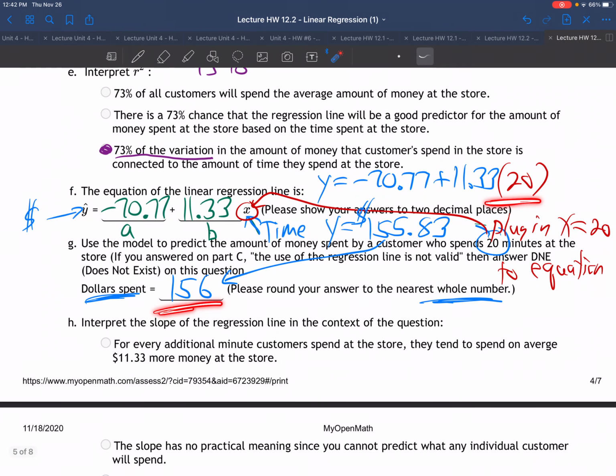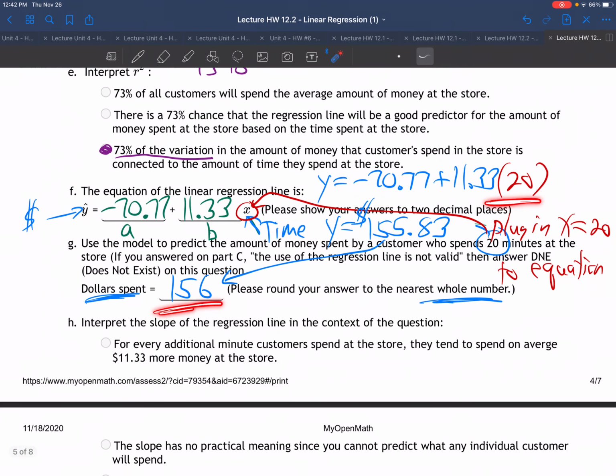Oh, now what's the slope? The slope equals the number next to x. Do you remember that? Slope is the number next to x. What's the number next to x? 11.33. What is that? Well, it's a slope. What is a slope? Remember what we talked about? Slope is rise over run. You want to remember that from algebra? You need to know that slope is always rise over run.